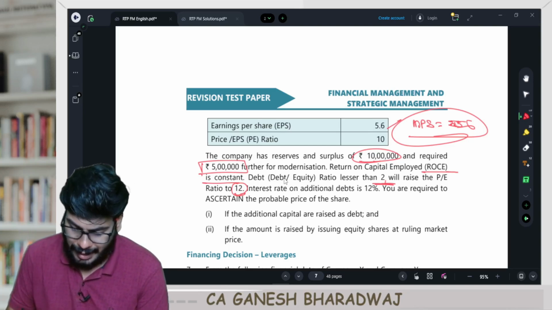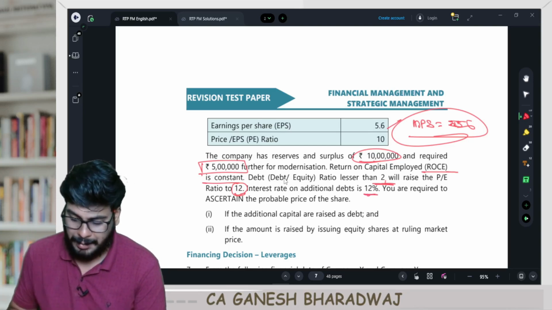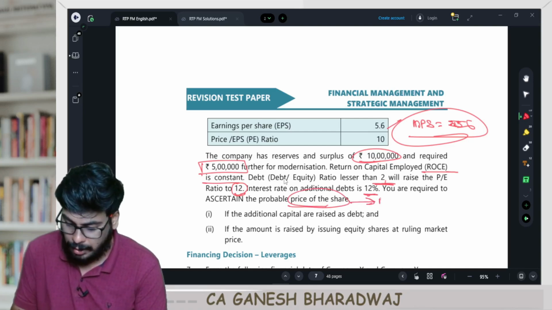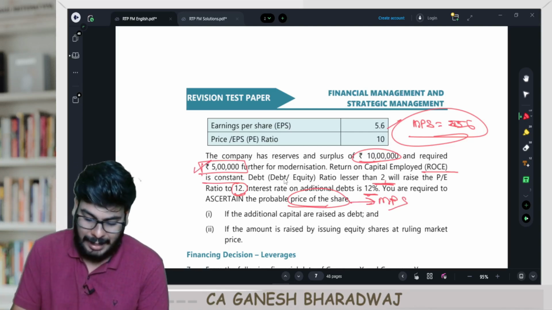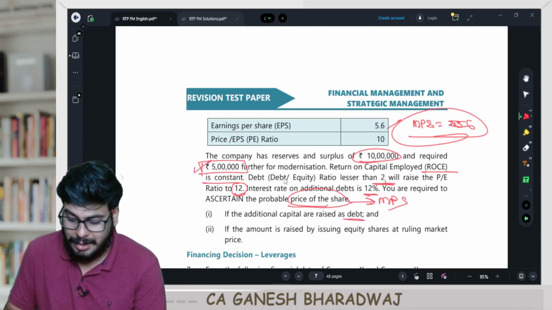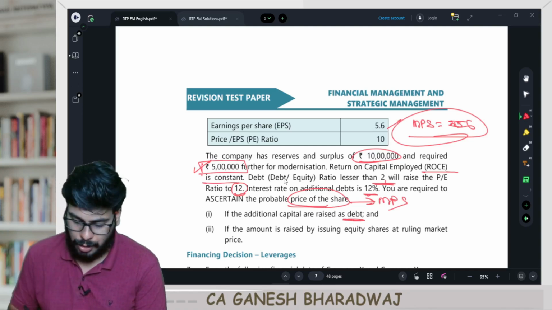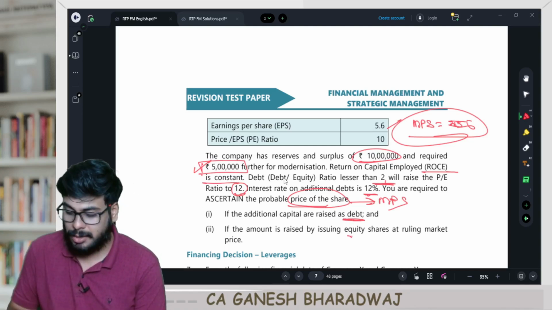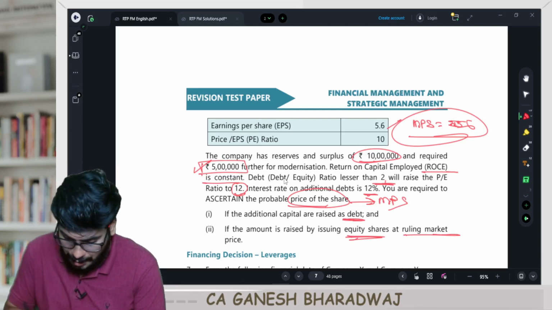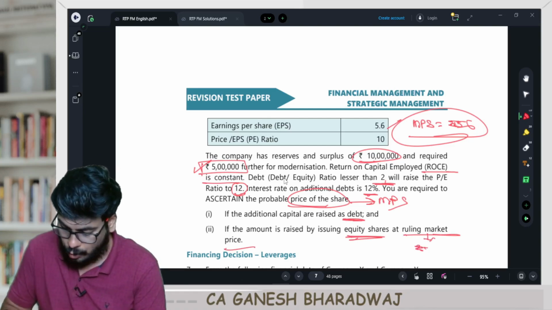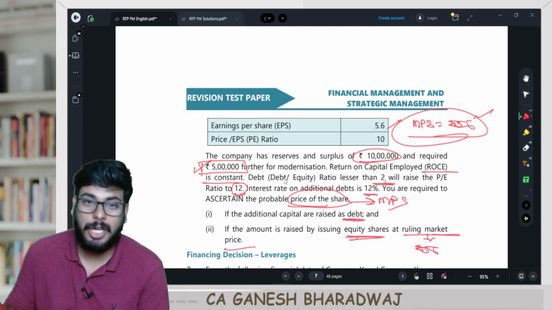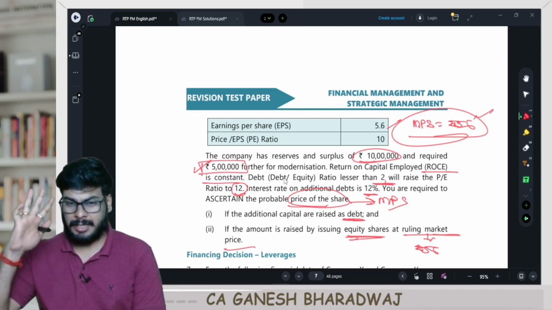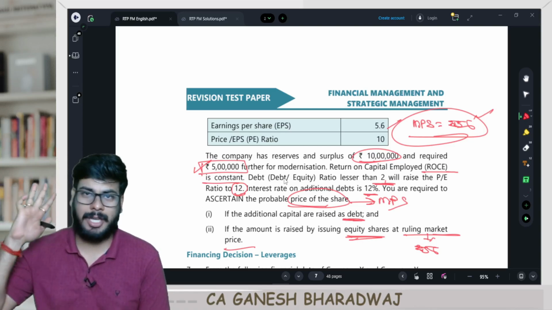The interest rate on additional debt is going to be 12% and you are required to ascertain the probable price per share. You need to calculate the market price per share in each of the two scenarios. Scenario number 1, if this entire additional 5 lakh rupees is raised through the debt mode. And scenario number 2, if the entire 5 lakh rupees is raised through the equity mode at the ruling price. Ruling market price means what? At rupees 56, current market price, right? So if this is the case, what will be the new market price per share? Are you clear with this? This is what they have asked for in the question.